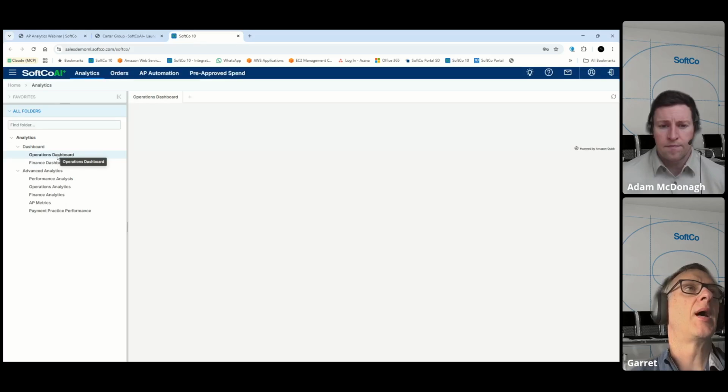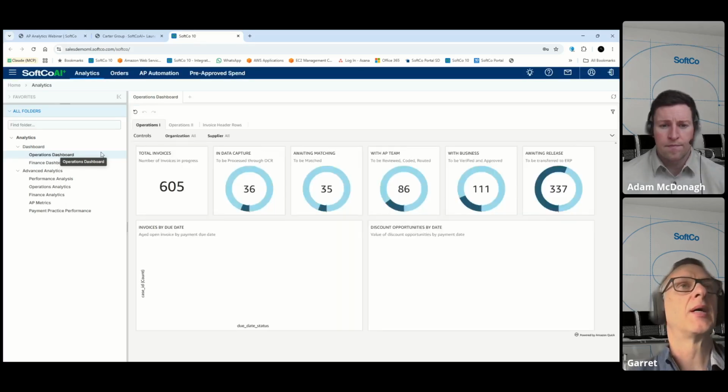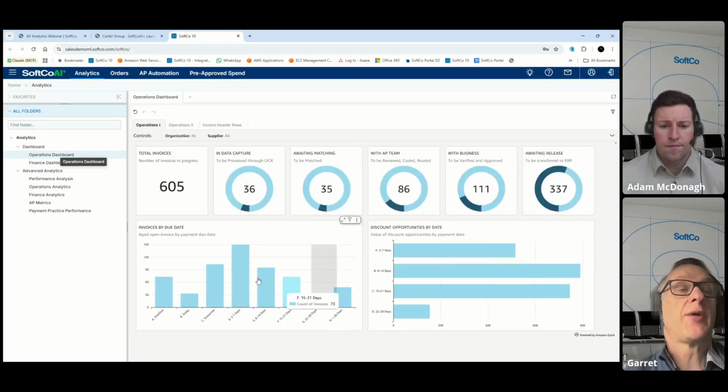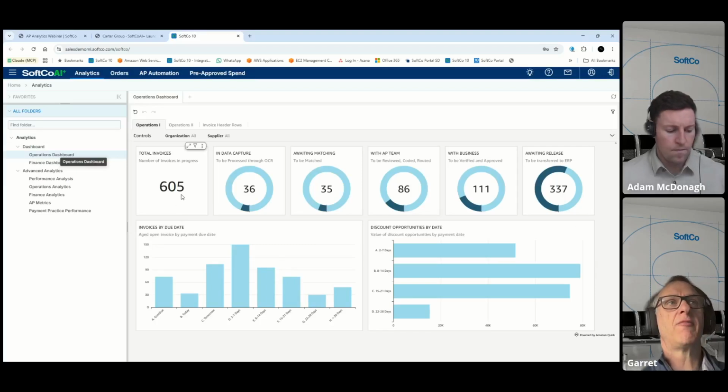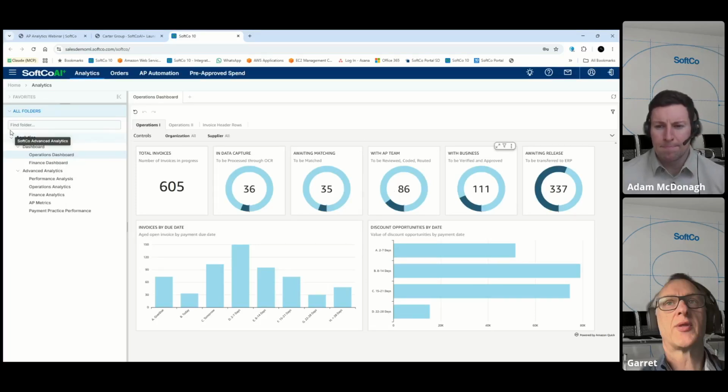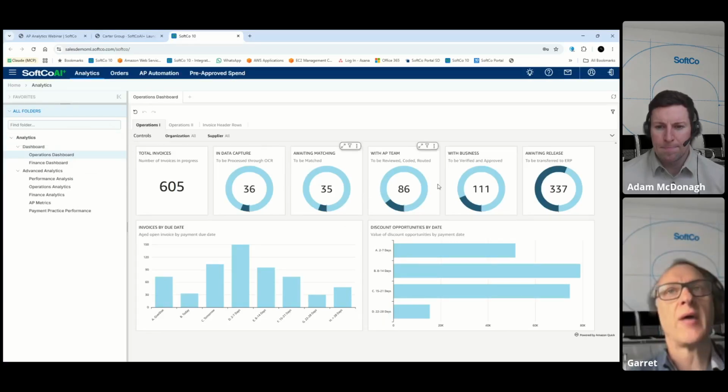What we can see is just loading up there. First of all, just general visibility. What's the state of play? How many invoices are in process? Where are they throughout the process? Who are they with? So what's just come into your inbox, maybe as a PDF? What's awaiting matching? What's with the AP team, etc. And that's kind of your macro level view of where things are in the process.